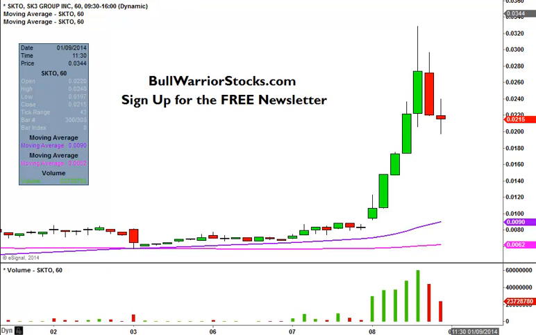So what I mean by 60-minute chart, if you're not familiar with charting, is instead of each one of these candlesticks representing 1 day's worth of price action, which is what you normally see, each one represents an hour's worth of price action.